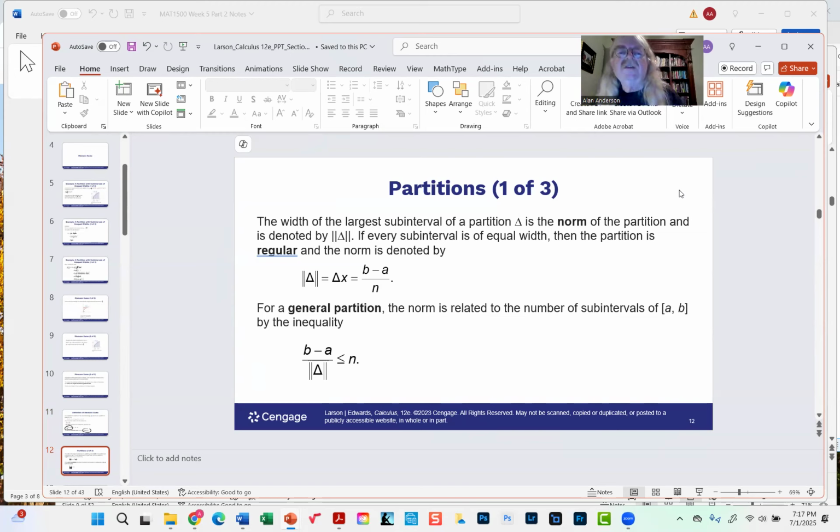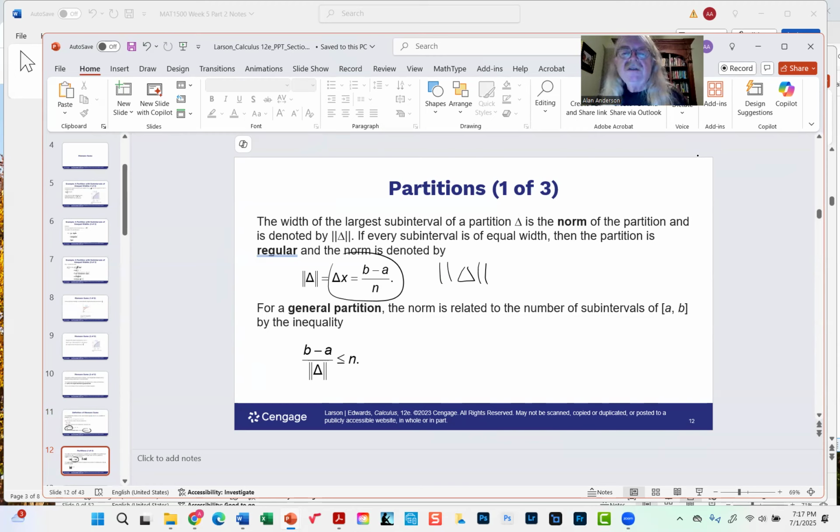So this is the standard notation. You don't see this very often, the double bars. It looks like the absolute value, but twice. So remember when we had constant widths in the previous section, this is what we had. Okay, we had a constant delta x, which equals (b minus a) over n. But now, that's not the case.